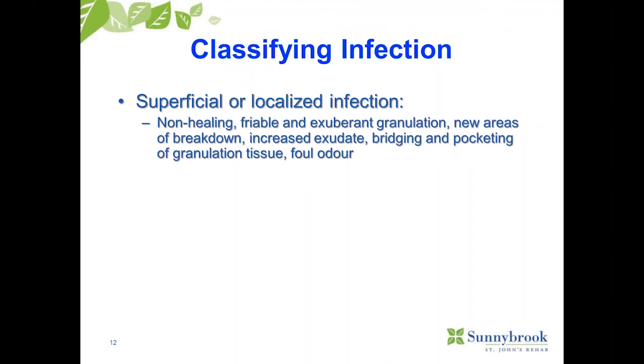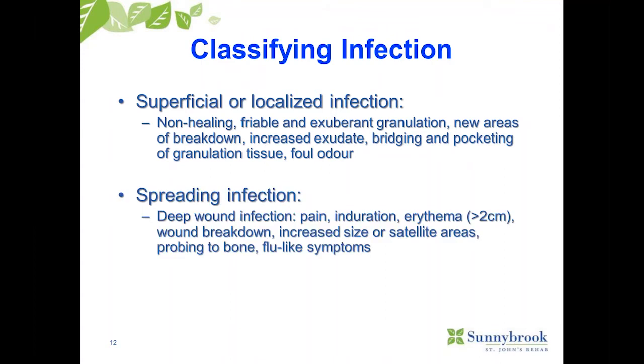Instead of that nice granulation tissue base with some pebbling, if you're getting deformities with bridging and pocketing, that's a sign of infection. And there may be some foul odor. That type of infection is usually treated with topical antimicrobial therapy, either cream or in the dressing itself. And we'll talk a little bit about that.